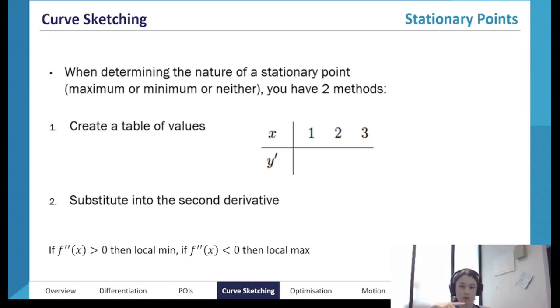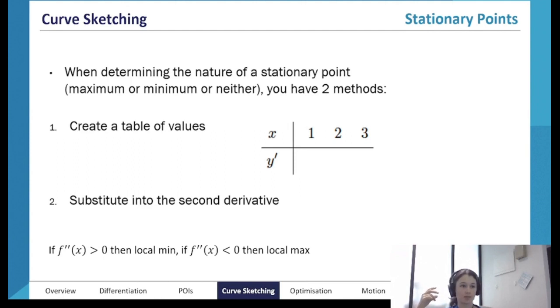So, other than points of inflection, the other thing that you're most likely going to be asked to label is the stationary points. Remember, the stationary points occur when the first derivative is equal to 0. You've probably gone over finding stationary points before. We're going to go over an example in a second.